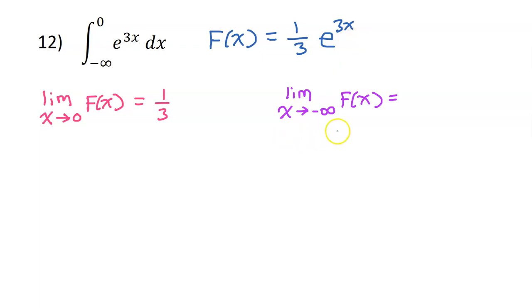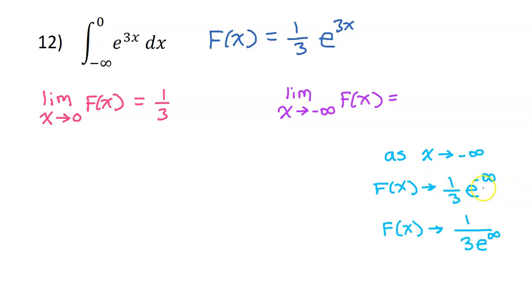However, to show you my thought process, I am going to plug in negative infinity, but this is improper notation, which you would not actually write down. As x approaches negative infinity, capital F of x approaches 1/3 e to the negative infinity. A negative exponent drops that e down to the denominator, so this is the same as 1/3e to the infinity.